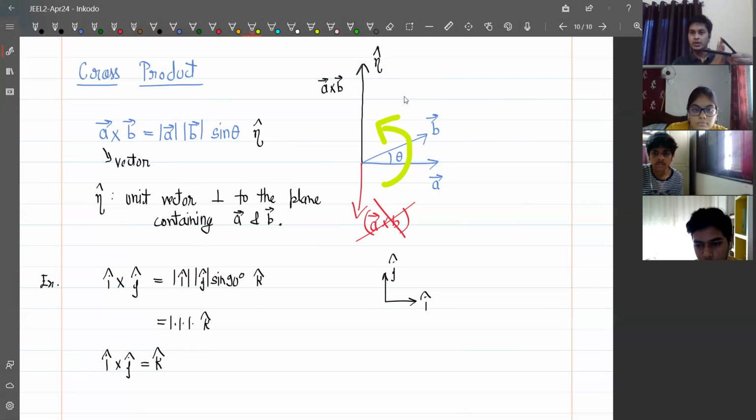Okay, you're curling your fingers from A to B, and I'm moving this down. Your thumb shows the direction of eta cap. Is that clear?